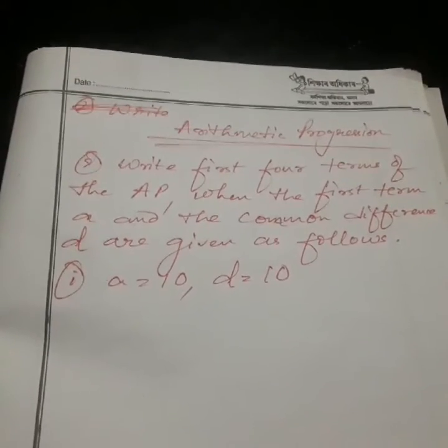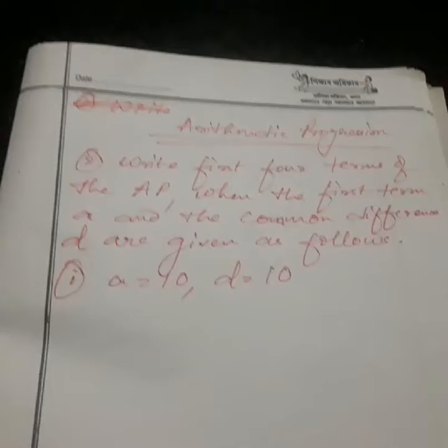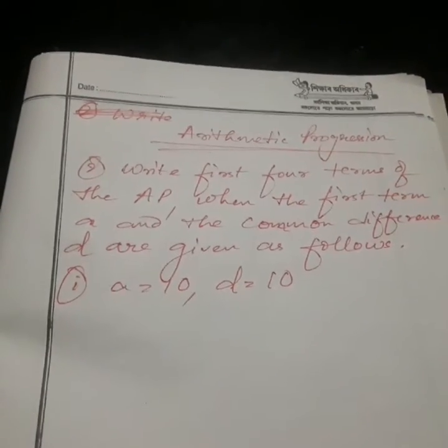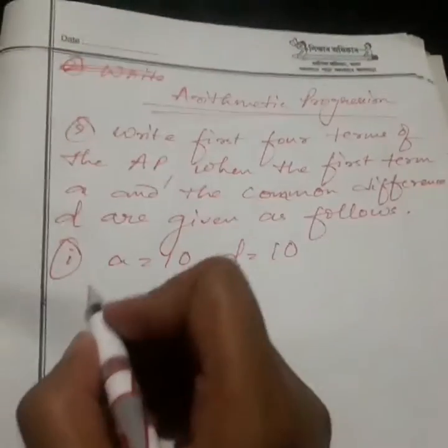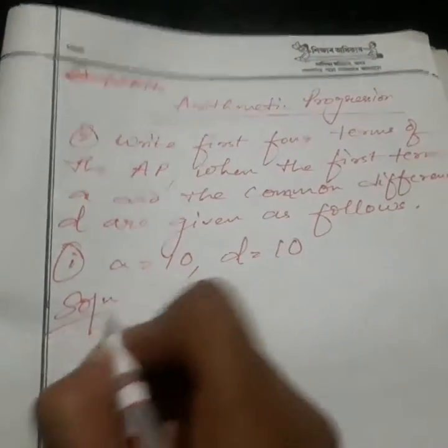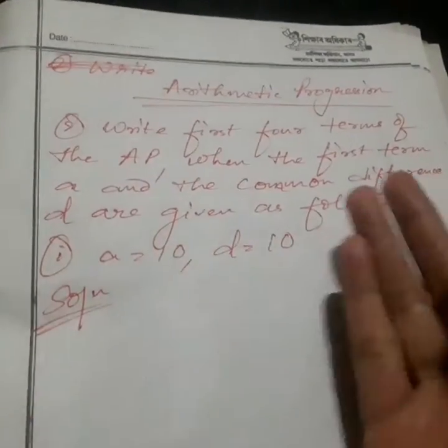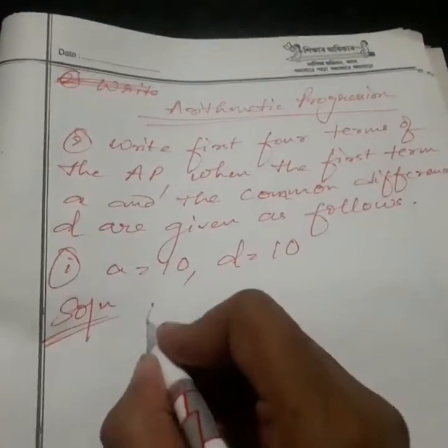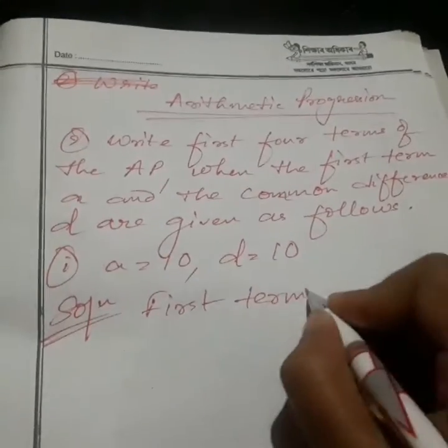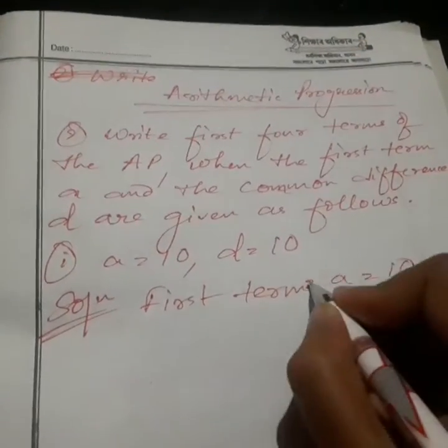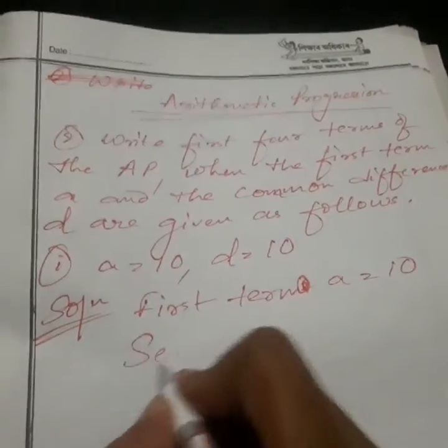The first term A is given as A equal to 10 and the common difference is D equal to 10. So let's start. How will we do? You see here, our first term is already given. First term A equal to how much? 10. So first term A equal to 10, right? First term is A equal to 10 and second term.